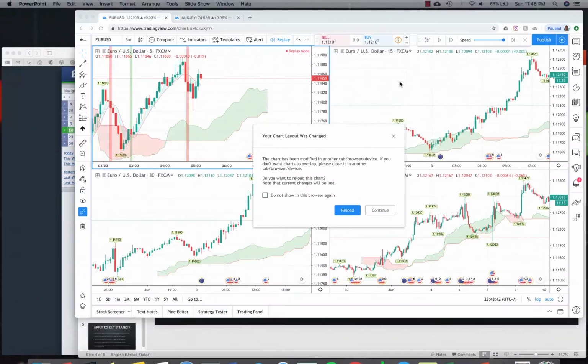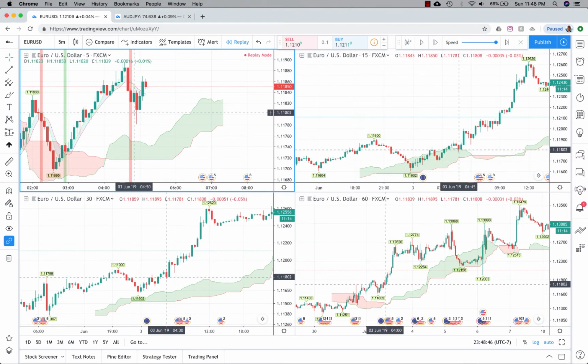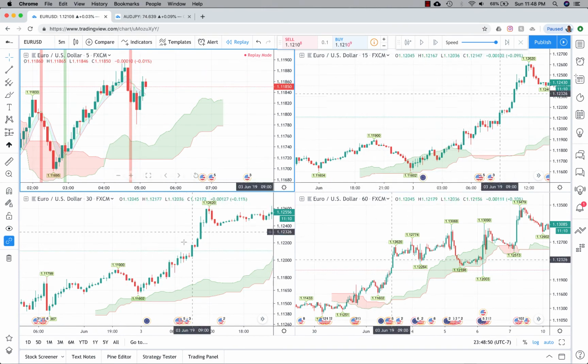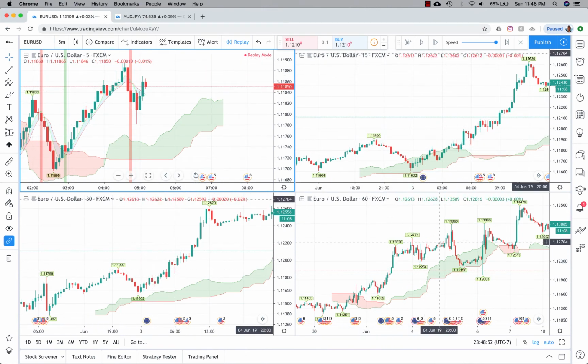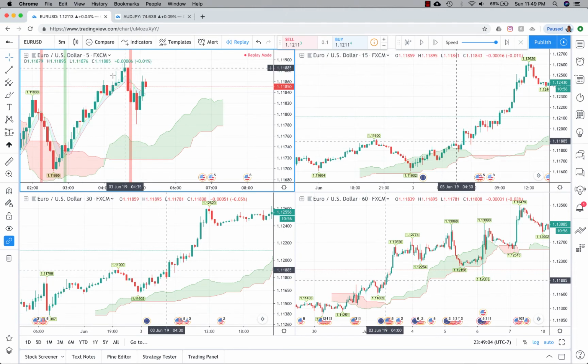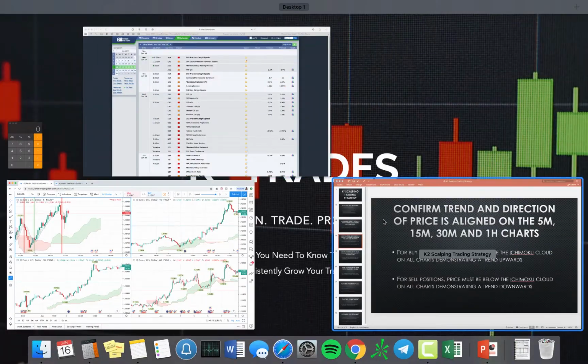So let me pull up a chart here. So as you can see here, price is above the cloud on the 5-minute right here. It's above the cloud on the 15-minute. It's above the cloud on the 30-minute, and it's also above the cloud on the 1 hour. So if you can see right here, it's moving on all the charts right there. So this will demonstrate a trend upwards, and in this situation, you'd only take buy signals. So if you take this buy signal right here, you could have had a nice win right there. But I'll go back and I'll show you guys a back test right after I'm done with the slides.